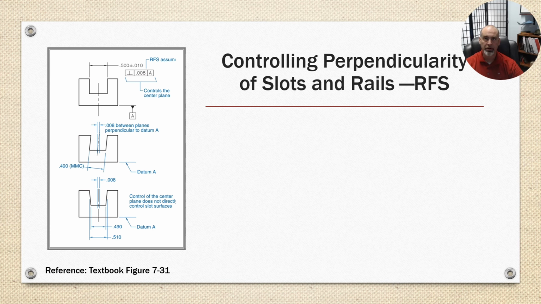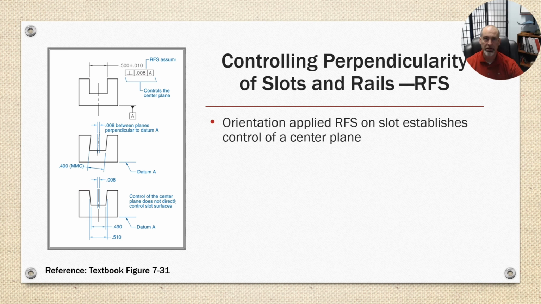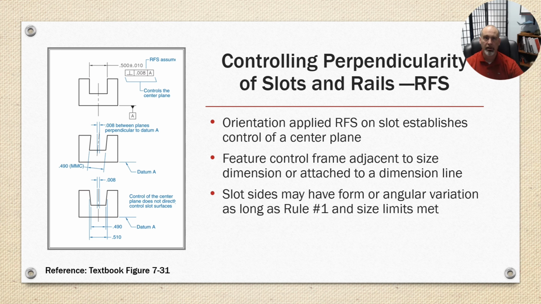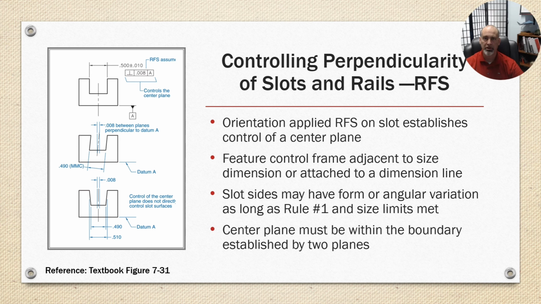Controlling perpendicularity of slots and rails regardless of feature size. Orientation applied at regardless of feature size on a slot establishes a control of a center plane. The feature control frame adjacent to the size dimension or attached to a dimension line is acceptable. The slot sides may have a form or angular variation as long as rule number 1 and the size limits are met. The center plane must be within the boundary established by the two planes of the side surfaces of the slot.